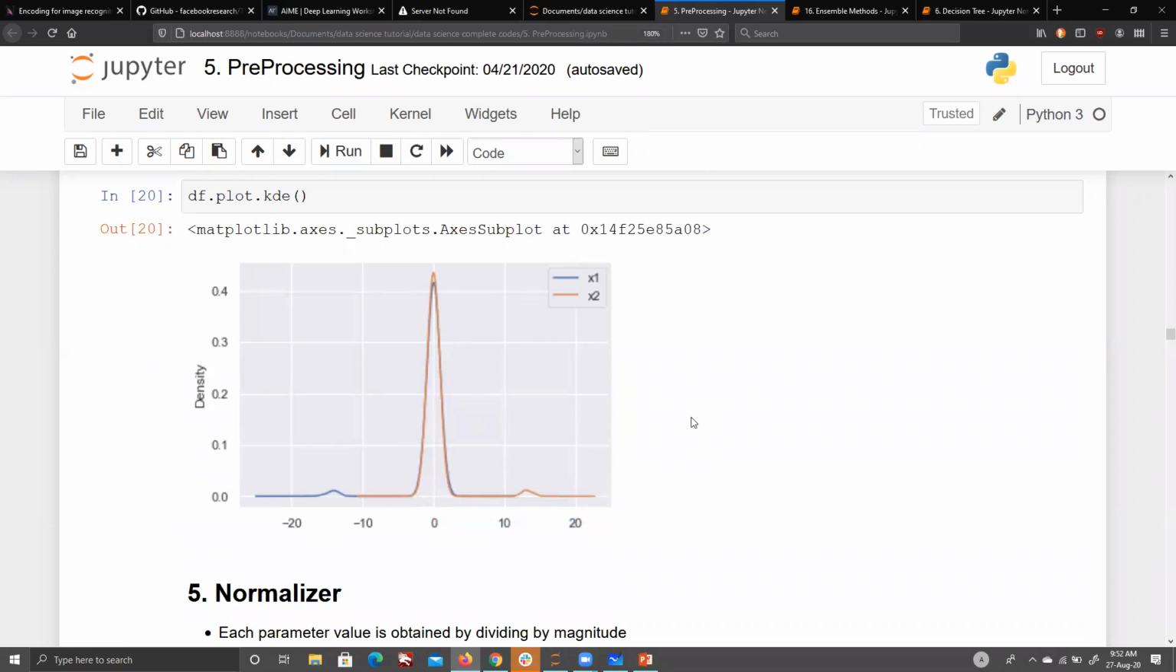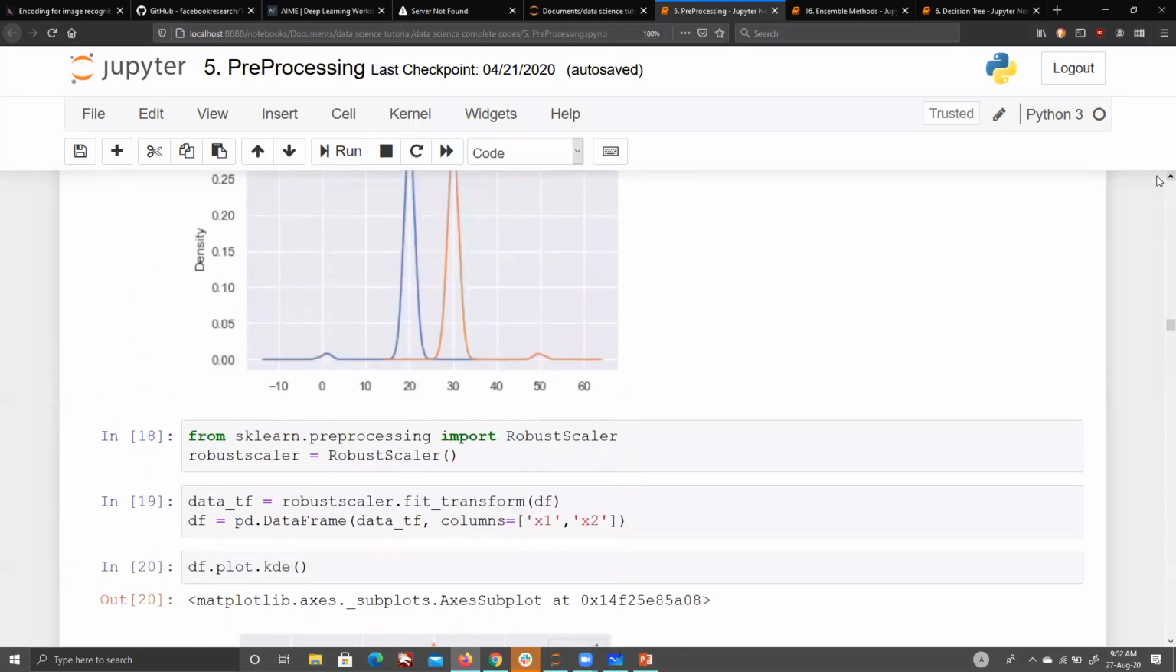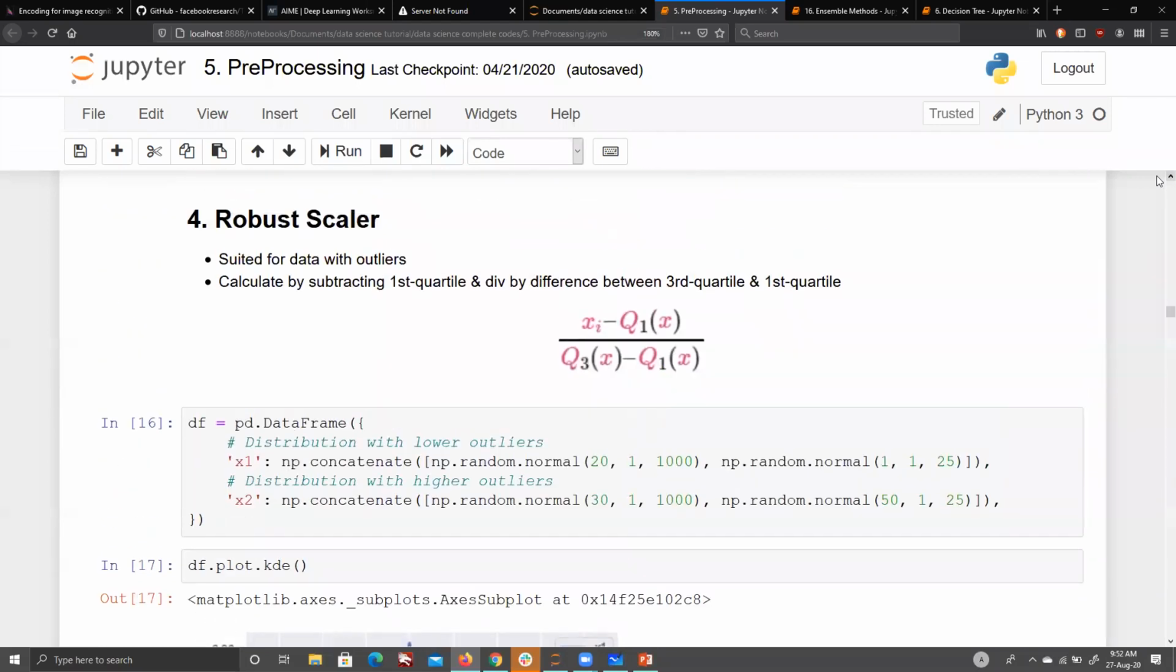Do you understand what a robust scaler is? Can you go back to the formula? Robust scaler. Sure. So it is x minus Q1 divided by IQR.